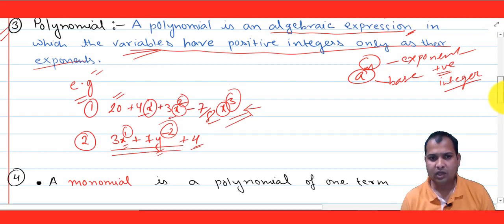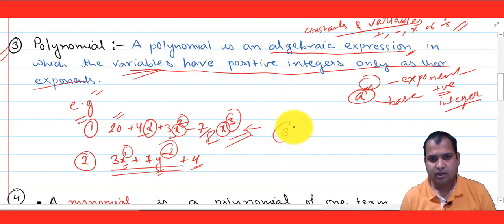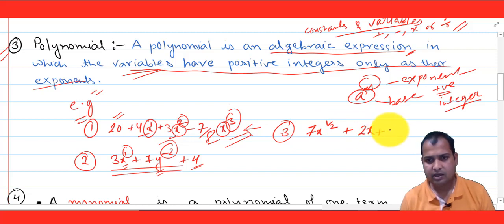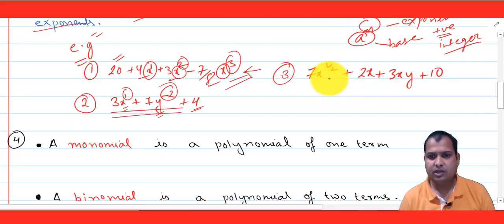Okay, now see this, if I write 7x to the power half plus 2x plus 3xy plus 10. Here you see, this is an algebraic expression, no doubt, constant and variables are there. But the thing is, here this variable has half in the power, which is not an integer. Therefore this algebraic expression is not a polynomial.